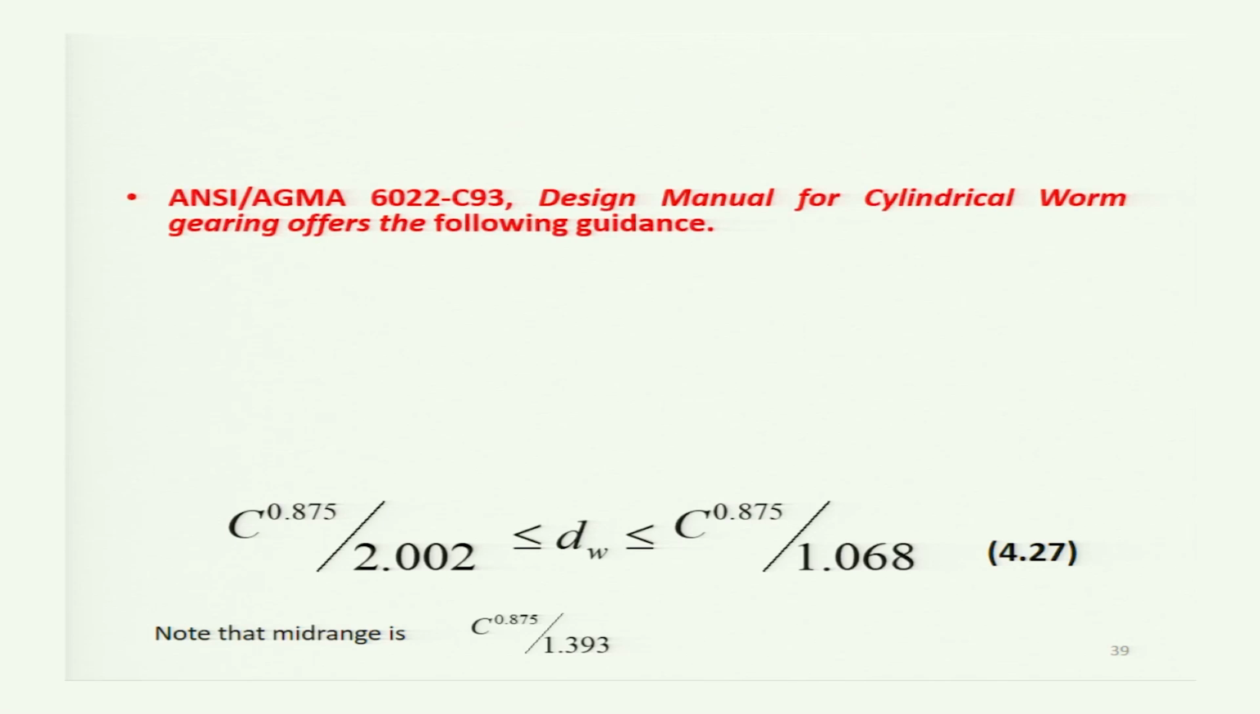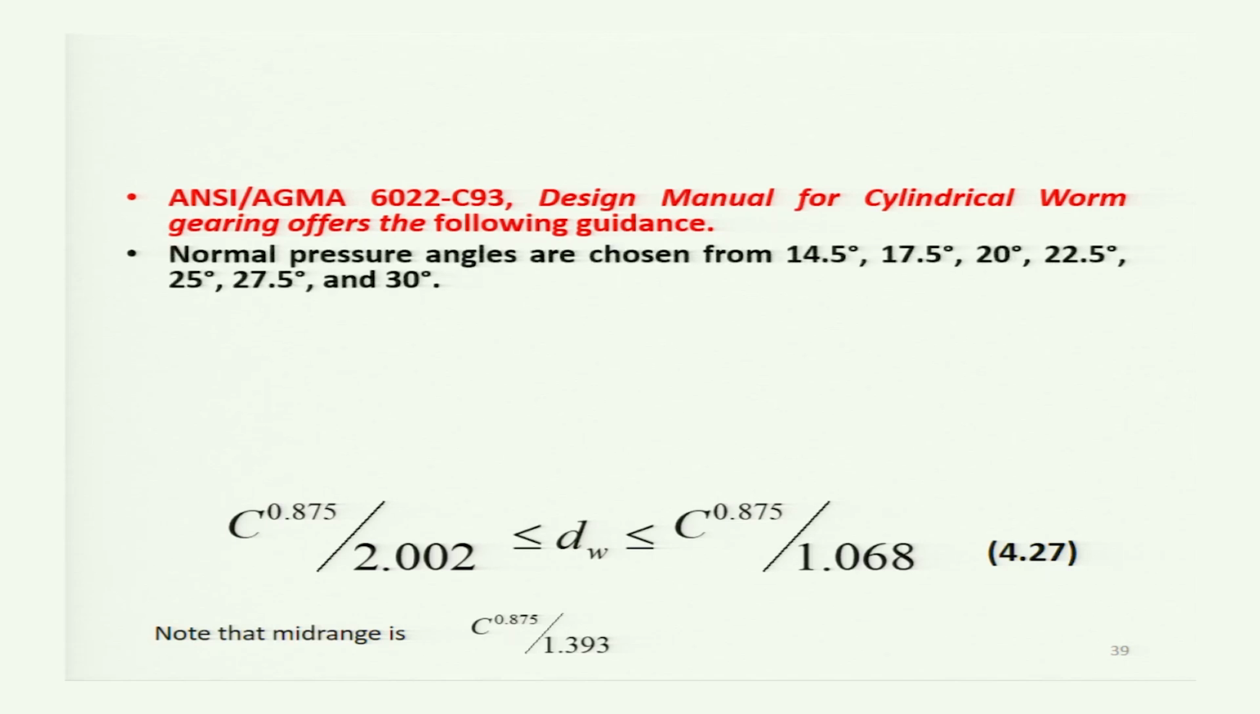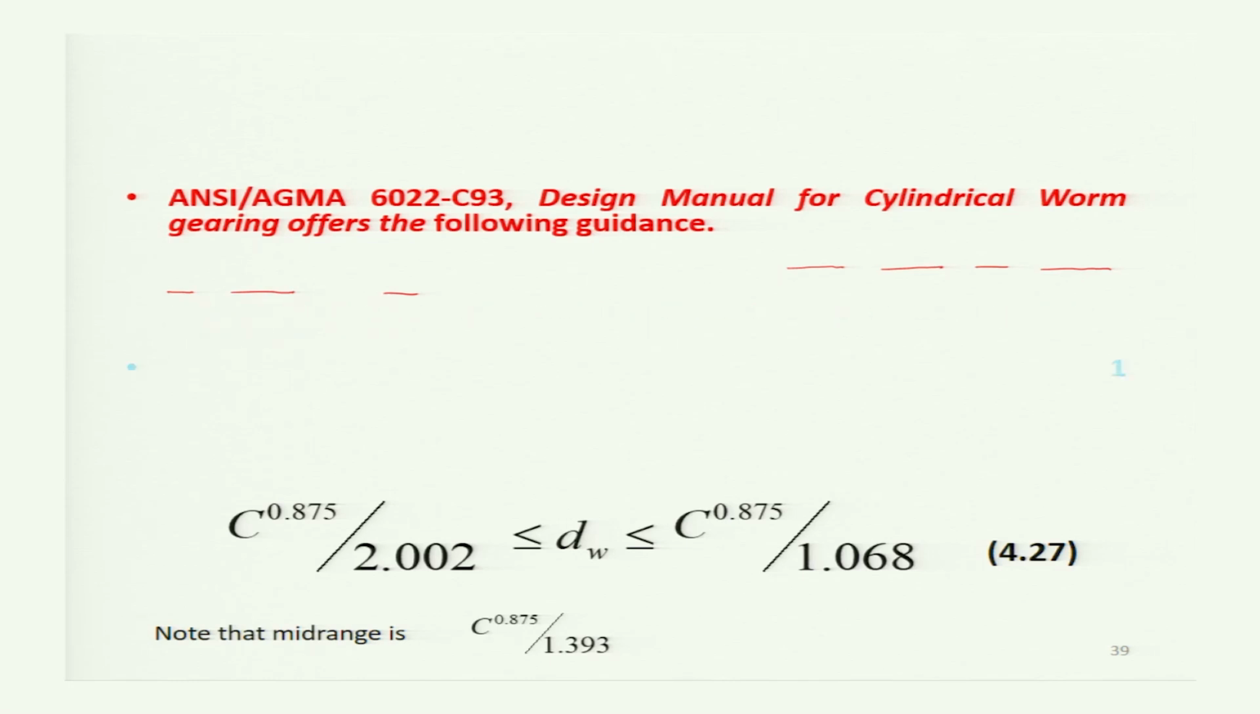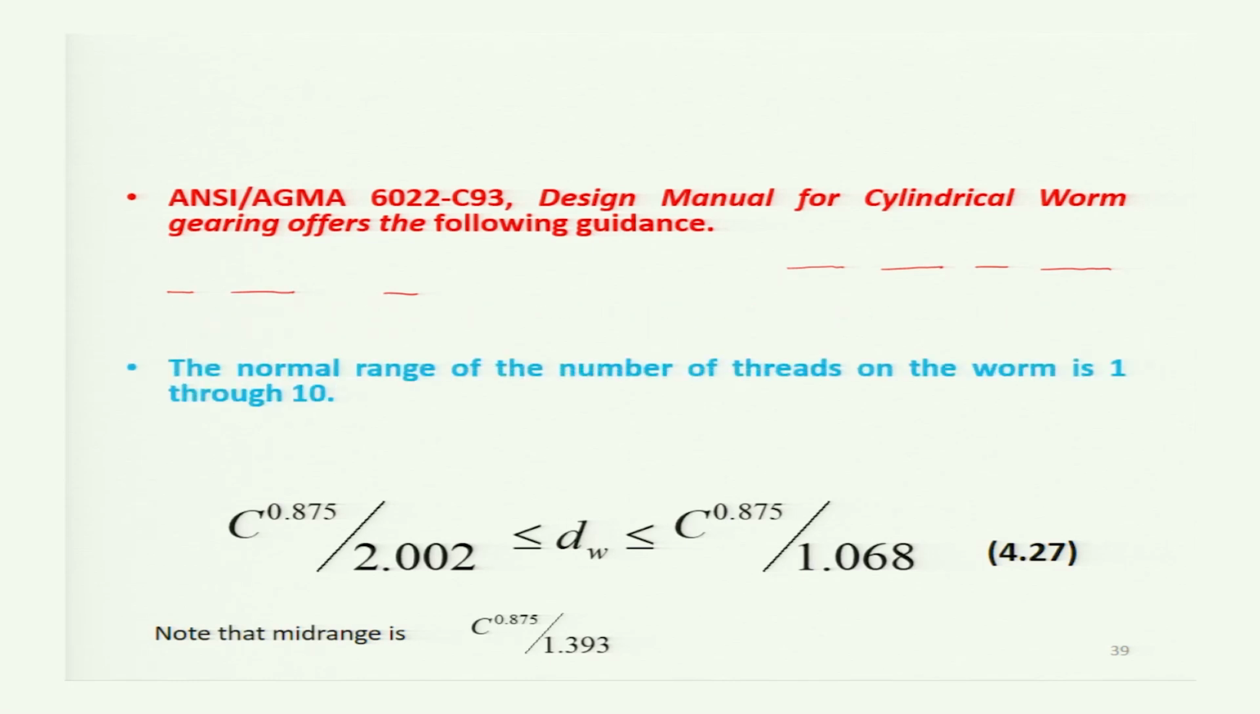The ANSI and AGMA 6022 C93 design manual for cylindrical worm gearings offers the following guidance. Normal pressure angles are chosen from 14.5 degree, 17.5 degree, 20 degree, 22.5 degree, 25 degree, 27.5 degree and 30 degree. And we have seen how with increase in these values the parameters change. The recommended minimum number of gear teeth is given in table 4.2. The normal range of number of threads on the worm is 1 through 10.